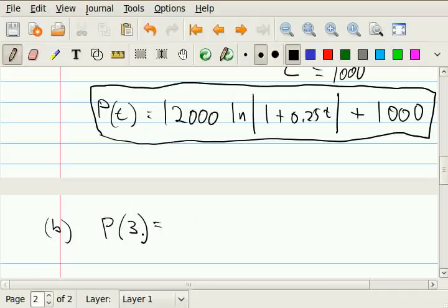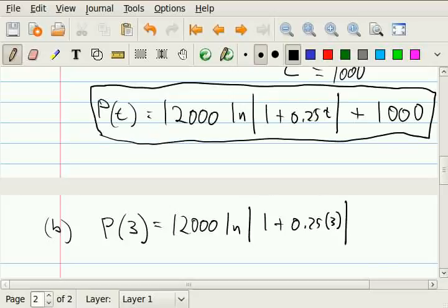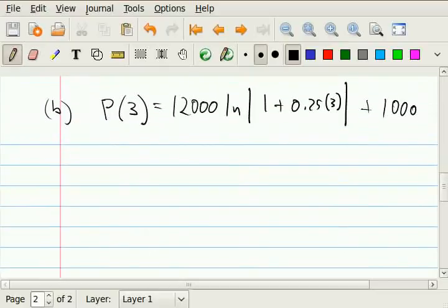So to find that population in 3 days, we just plug 3 in for t, so we'll have something like 12,000 times natural log of the absolute value of 1 plus 0.25 times 3. Put that number inside, take its absolute value, take natural log of that, times 12,000, and then plus 1,000. You might choose to do this in 1 or 2 steps on the calculator, but if you're careful, you can probably type it in all at once.